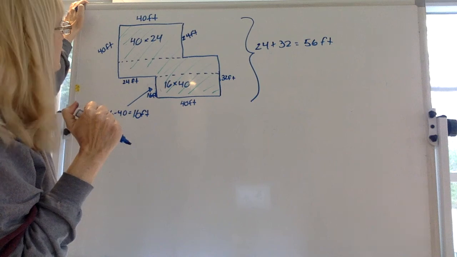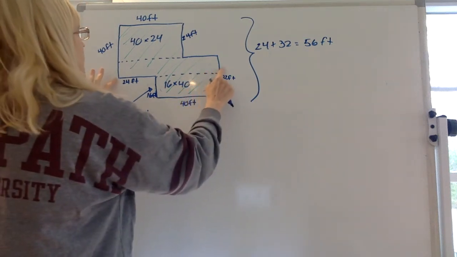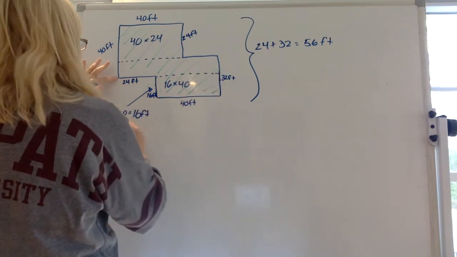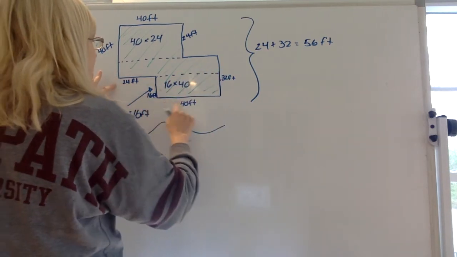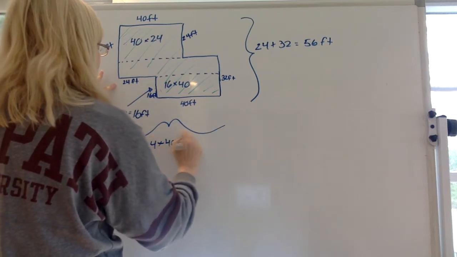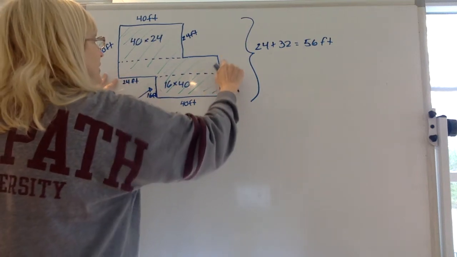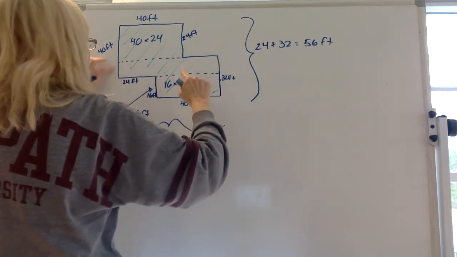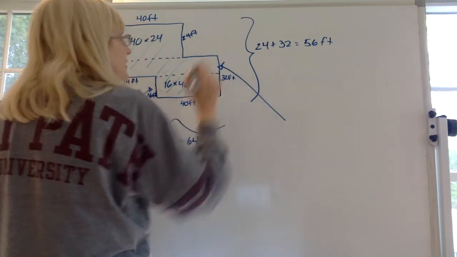So what can we say? Can we say how wide this house is? I think we can, right? From here to here, it's 24. From here to here, it's 40. So it's 24 plus 40 equals 64. So from here to here, it's 64. Now we just got to figure out this little piece here. How do we figure out that little piece?